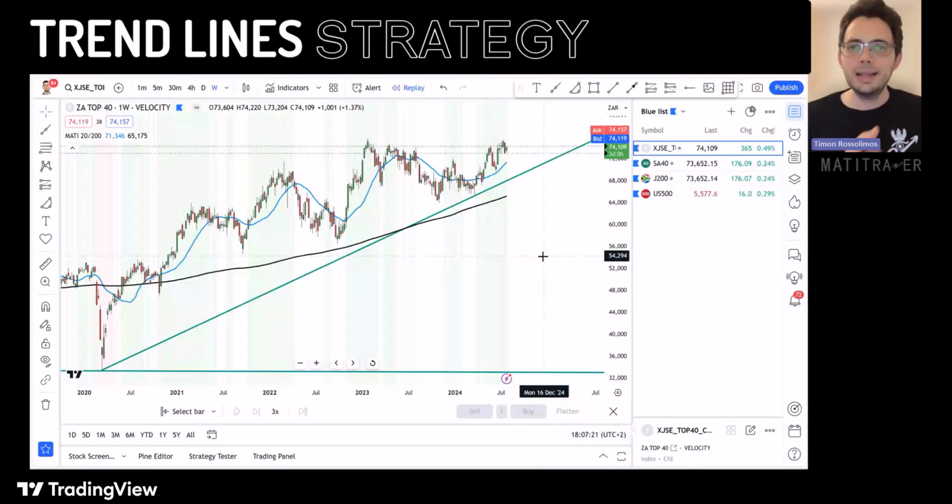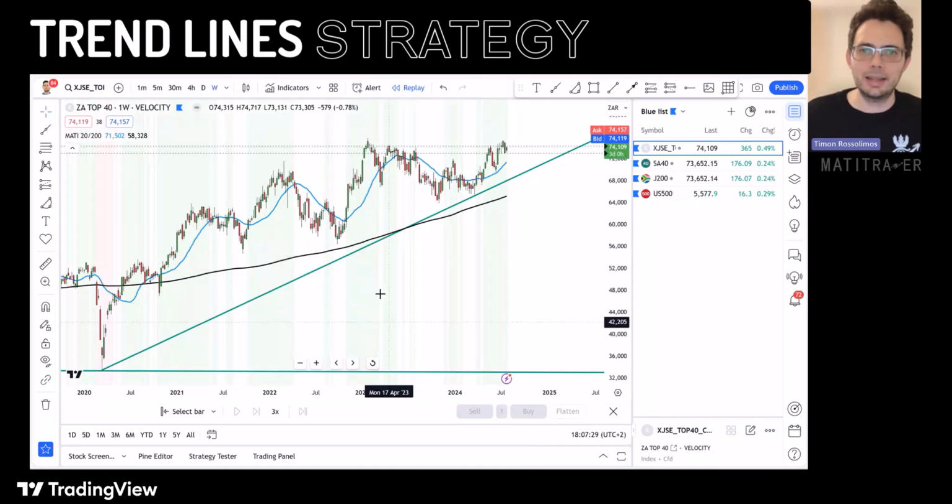With trend lines, I like using the wick. There was a reason why it went down. We are using a weekly chart, all right? So there's a lot of information, and you can clearly see that the market is up.